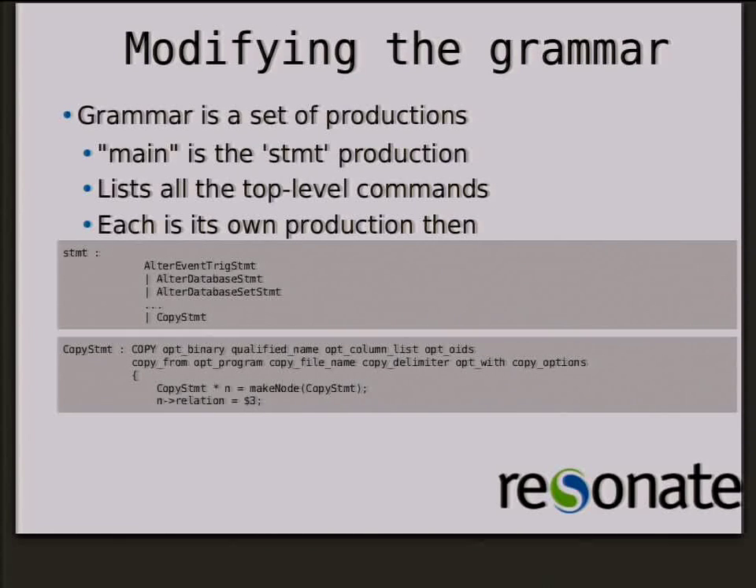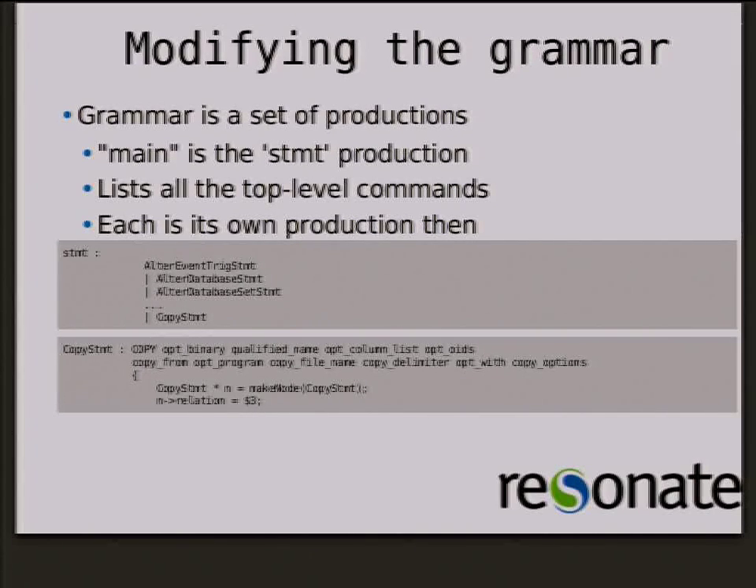All right, modifying the grammar. So I don't know who all here knows a whole lot about grammar, but I want to give a really quick introduction to how this stuff works, right? So a grammar is a set of productions, okay? You have a statement level, that's the top level. It's kind of main, if you will, in the grammar, right? And then what that does is that's just a list of ors, right? So if you're familiar with regexes, it's just like this or this or this or this, right? That's all it is, okay?